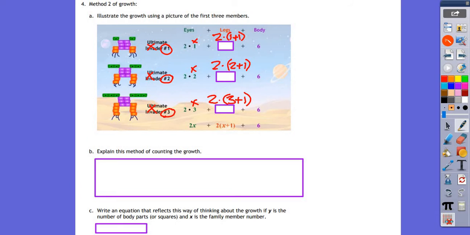huh? Yeah. Okay, but we need an equation. Right now we have an expression. How do I write an equation for that? Maybe you could do 2x plus 2, open parentheses, x plus 1, close parentheses, plus 6 equals what? Equals y. So I need to tag on an equals y because that's what they said in the equation. So it should say y equals 2x plus 2 times x plus 1 plus 6 would be my equation for this one.